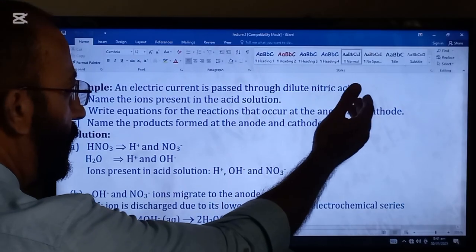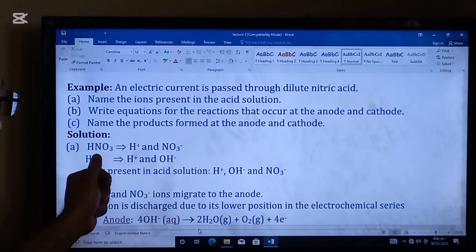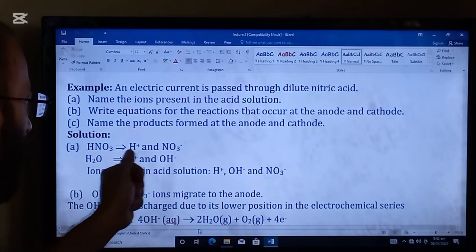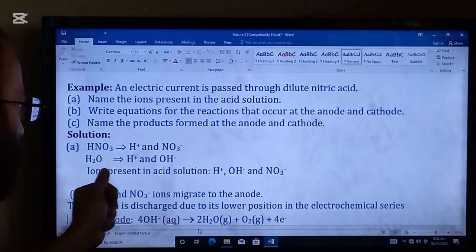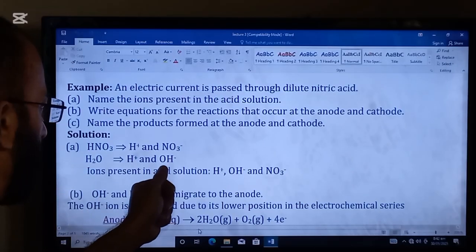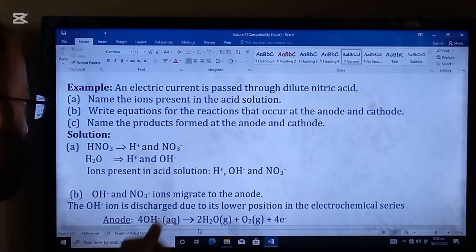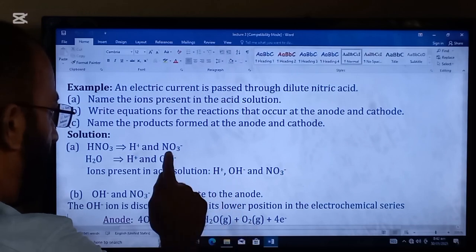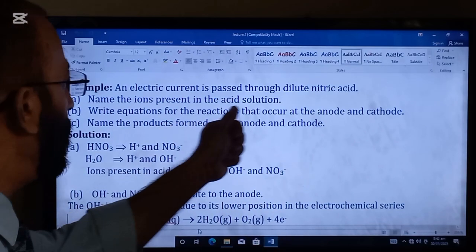So dilute nitric acid is there, so it means HNO3 will be converted into H+ and NO3-, and H2O will be converted into H+ and OH-. So it means ions present in the acidic solution are H+, OH- and NO3-. So this is the answer of the first part.